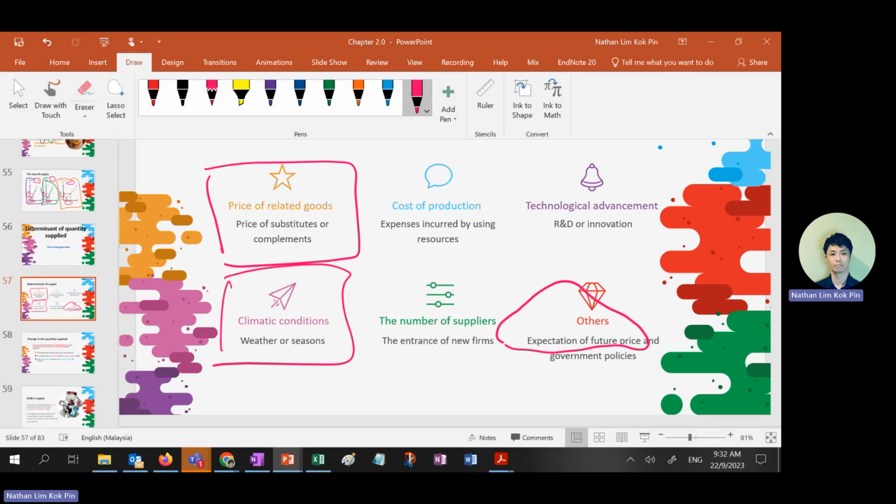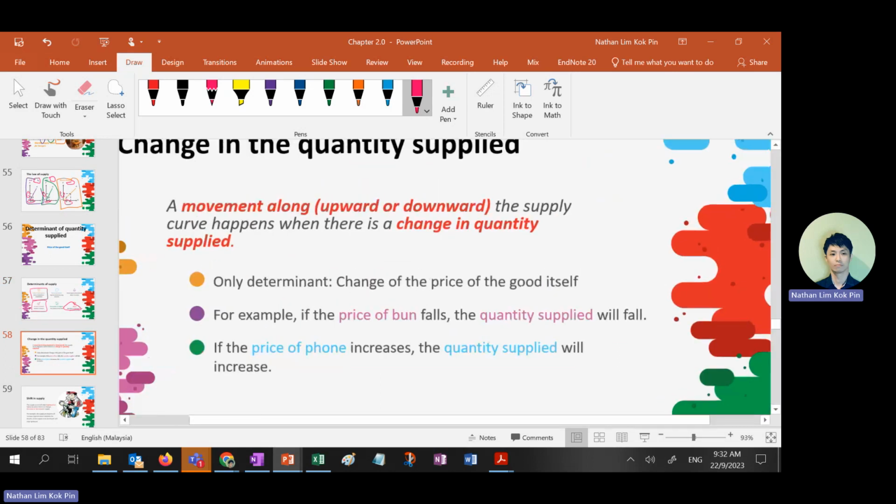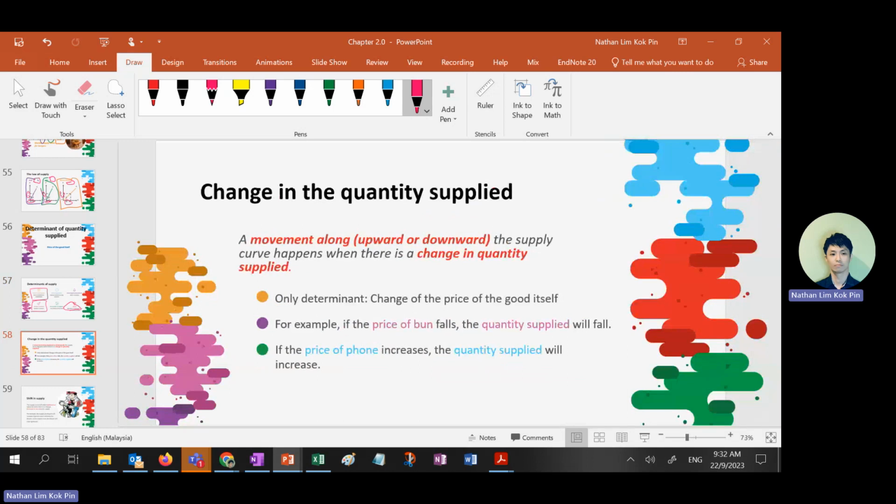Now we talk about change in quantity supplied first. The explanation is still the movement along the curve, upward or downward. Upward is still expansion, downward is still contraction. The only determinant is still the change in the price of the good itself. For example, if the price of the bun itself, remember, must add the word itself, falls, the quantity supplied of the bun will fall. The bun must be the same bun.